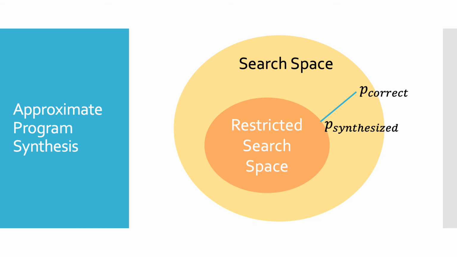Normally, for existing program synthesis techniques, you are trying to find the perfect program which does not exist within the restricted search space, and the entire search space may be too large for your technique to handle. The idea here is to find the closest program to the correct program within the restricted search space. The closest program may be more helpful than having no program at all.